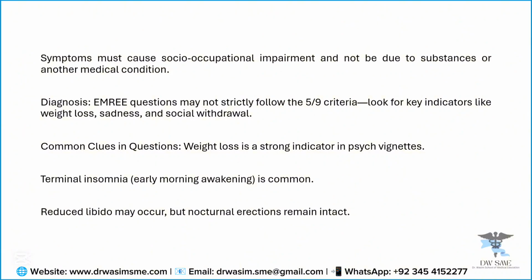In regards to the diagnosis, the EMREE questions may not strictly follow the 5 out of 9 criteria, so look for key indicators such as weight loss, sadness, and social withdrawal. A strong indicator in the psych vignette is weight loss, so look out for this and be aware of it, as well as terminal insomnia, which is common. Those patients may have reduced libido, but nocturnal erections will always remain intact.